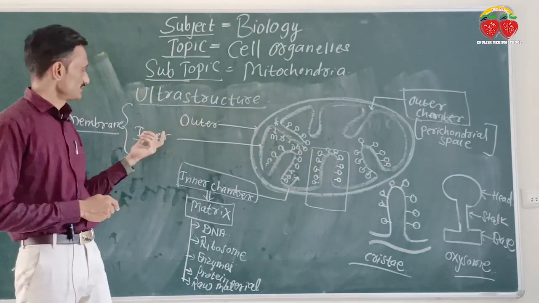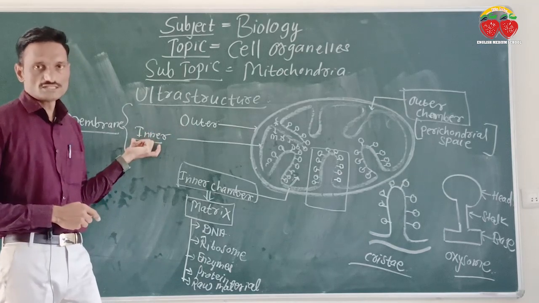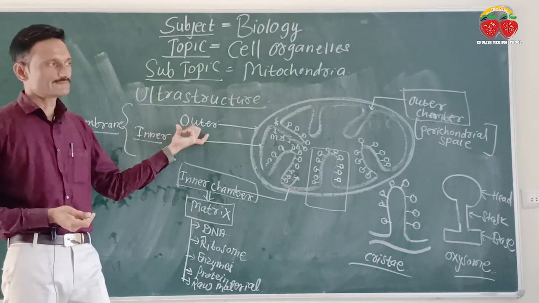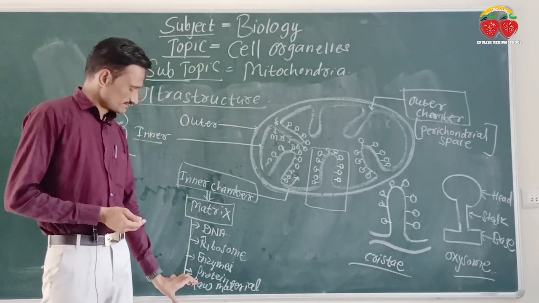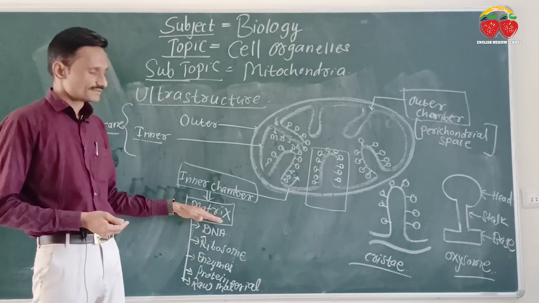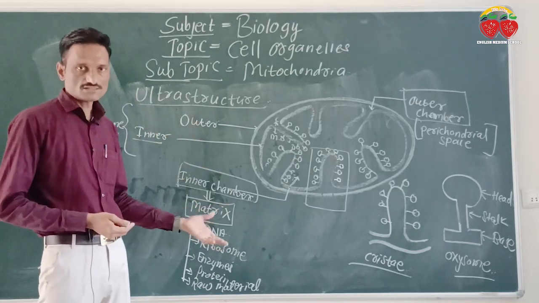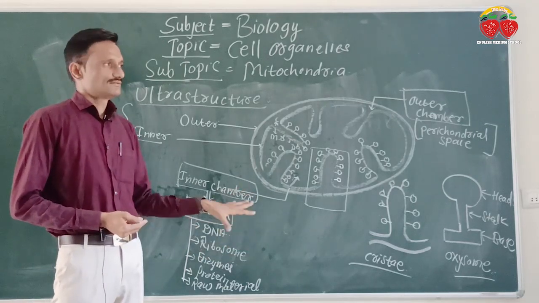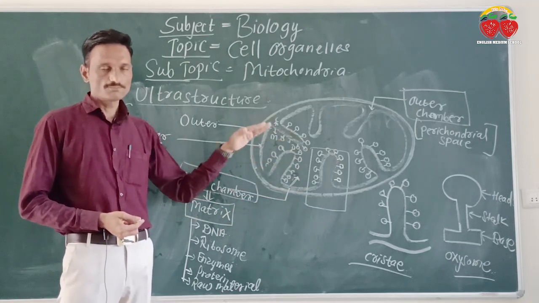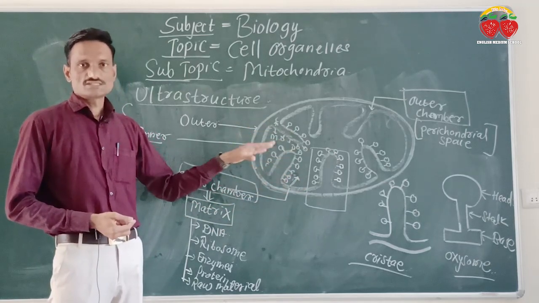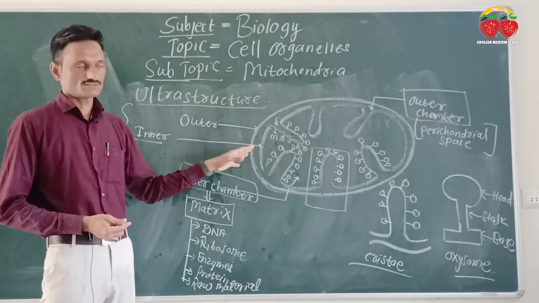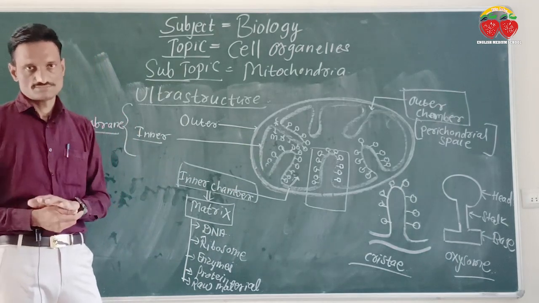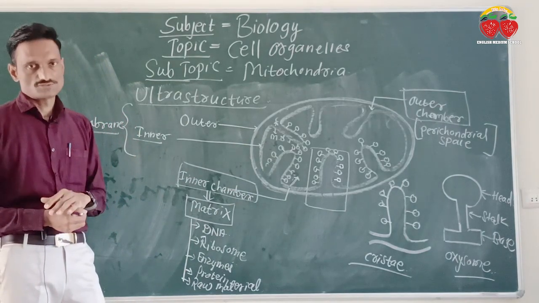Because when we compare the inner and outer membrane, the inner membrane is rich with enzymes as compared to the outer membrane. Each and every substance present in the matrix increases the efficiency of the mitochondria, especially the DNA, which makes the mitochondria autonomous. But it is not fully autonomous. Partially, some functions are controlled by the nucleus. So that's why the mitochondria is called a semi-autonomous cell organelle present in almost all eukaryotic cells.